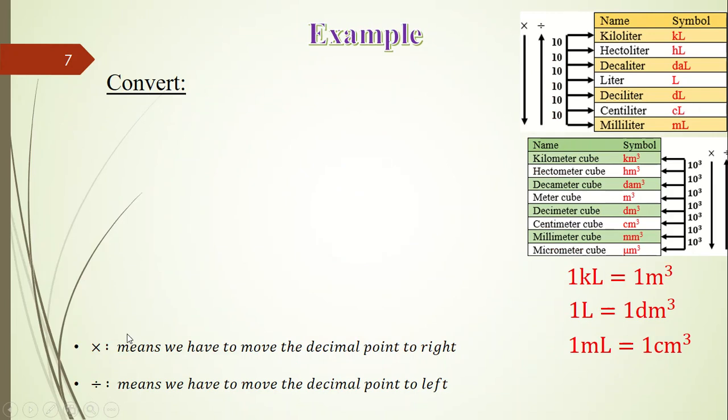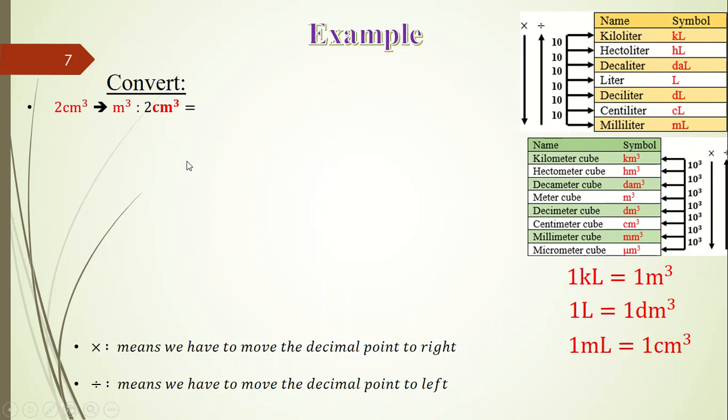And this is an important note: if we multiply by 10 or by 1000 or by million, it means we have to move the decimal point to the right. If we have to divide, it means we have to move the decimal point to the left.